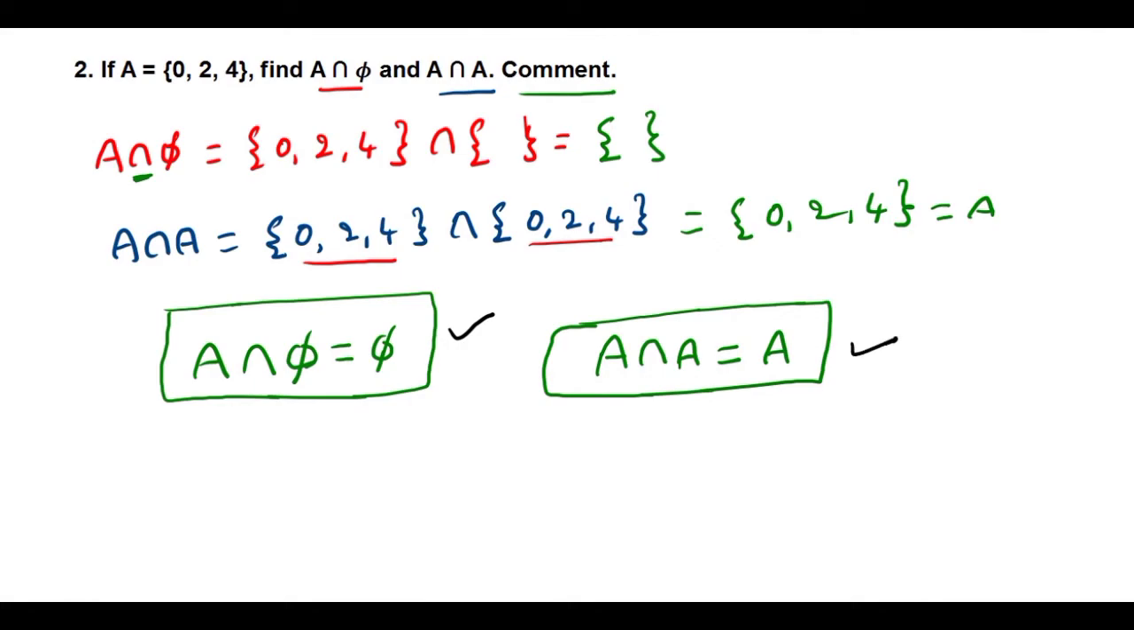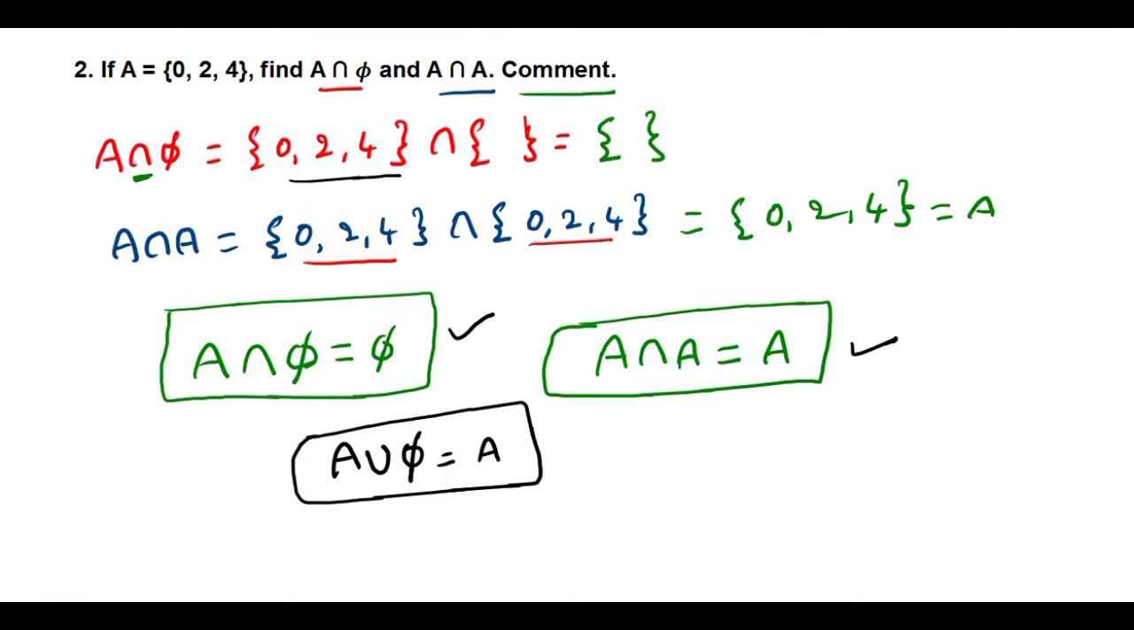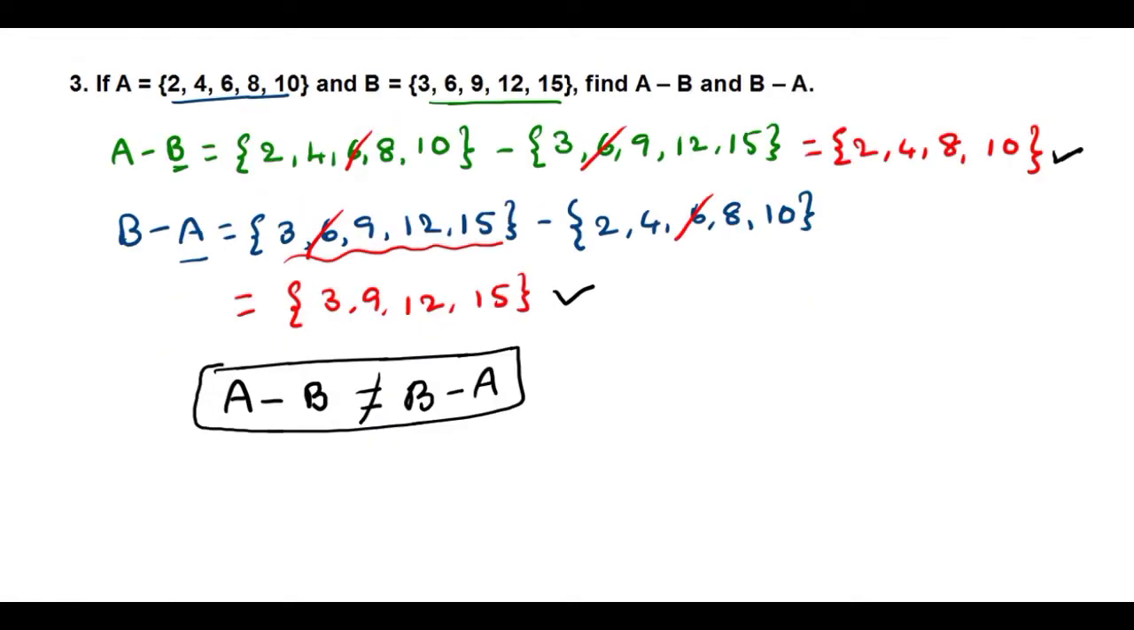And one more important: what is A union null set? The answer you will get is A, because A is 0, 2, 4 and this is the null set. You know the meaning of union? Union means we take all the elements from both sets, A and the null set. So we definitely get 0, 2, 4 again, which is equal to A. So A union null set equals A. This is one more important bit.